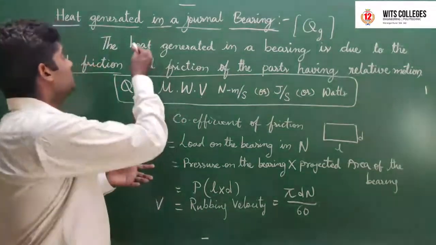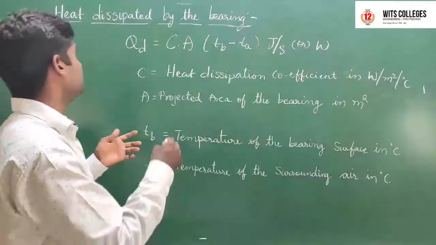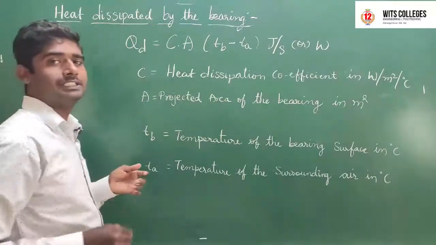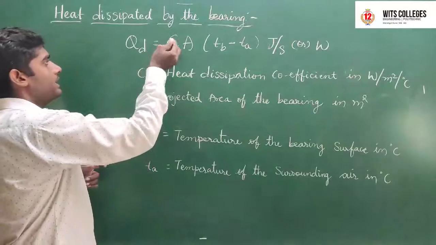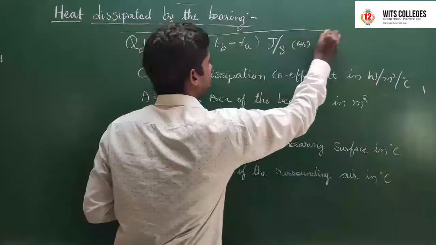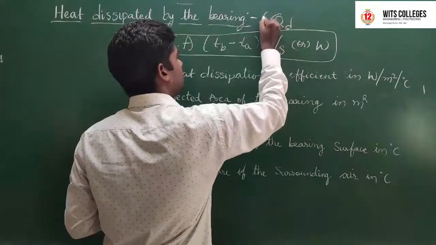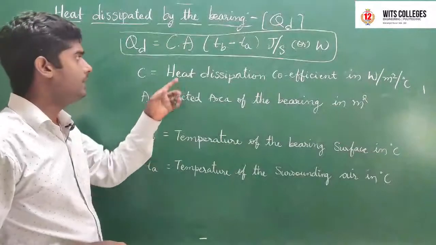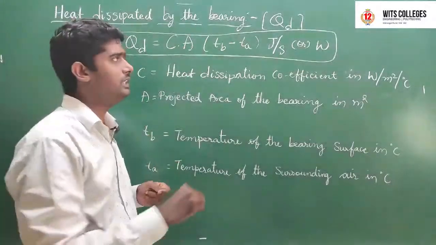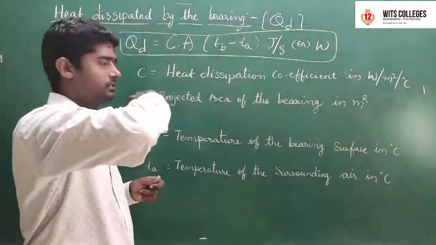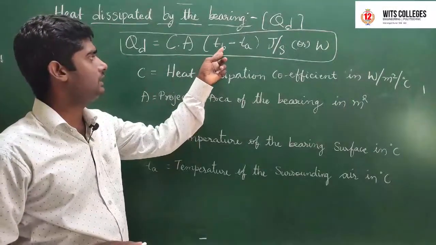Okay, this is the heat generated in a journal bearing. Next topic, heat dissipated by the bearing. The heat dissipated by the bearing is denoted by QD. QD is equal to C into A into (TB minus TA), units joule per second or watts. In this, what are C, A, TB and TA?